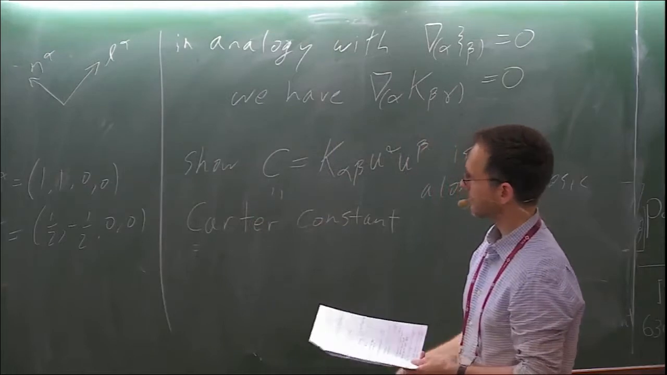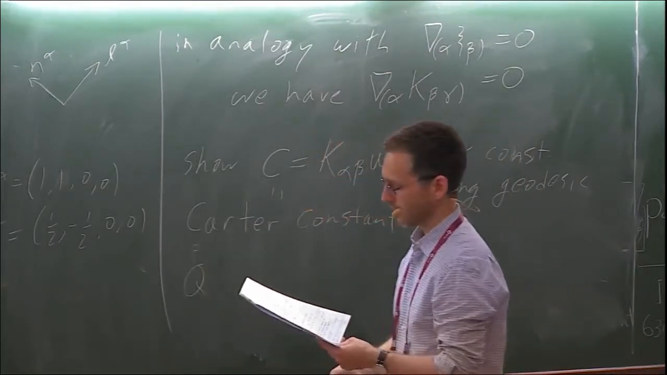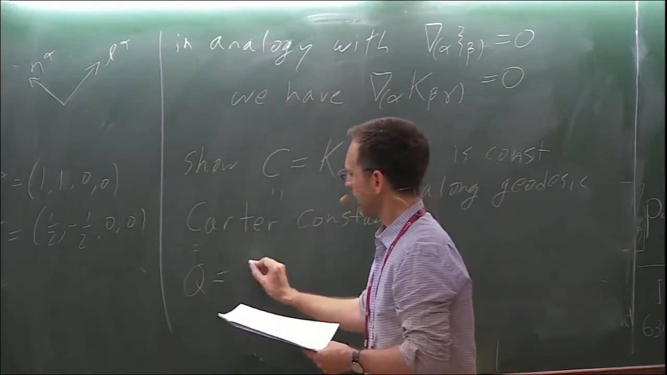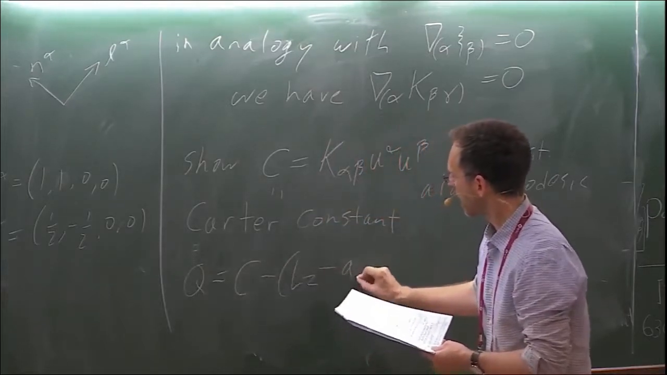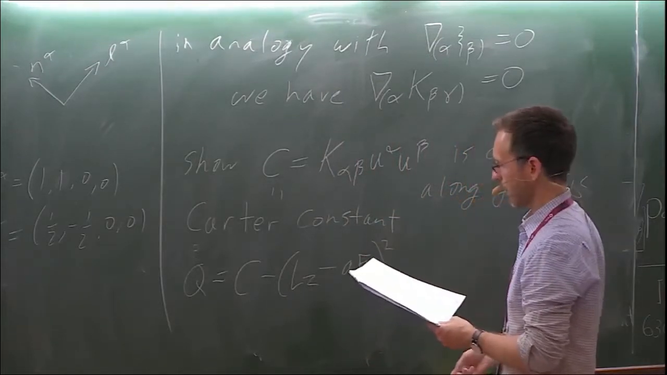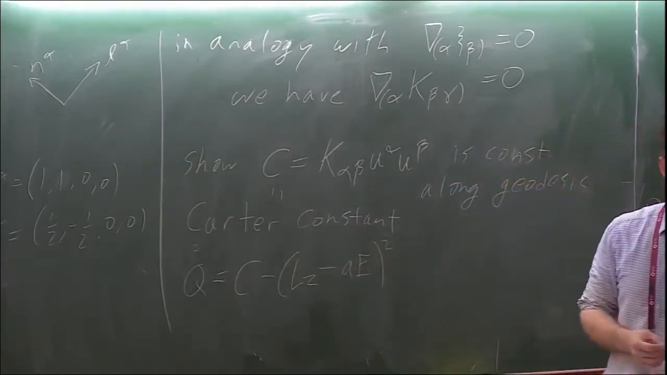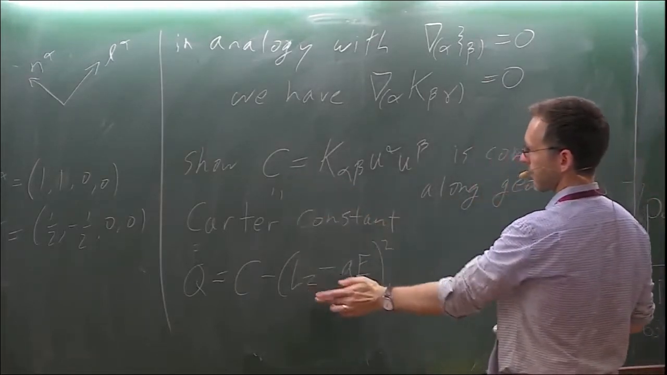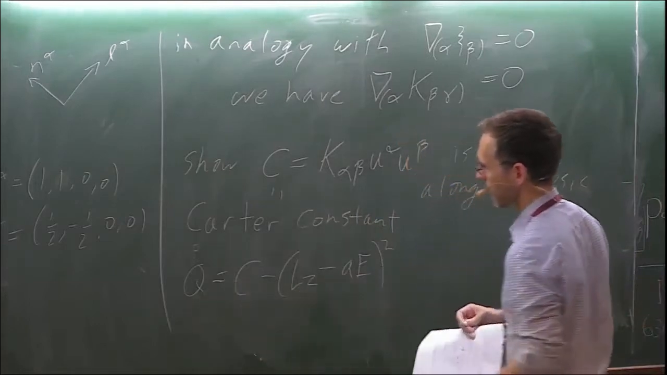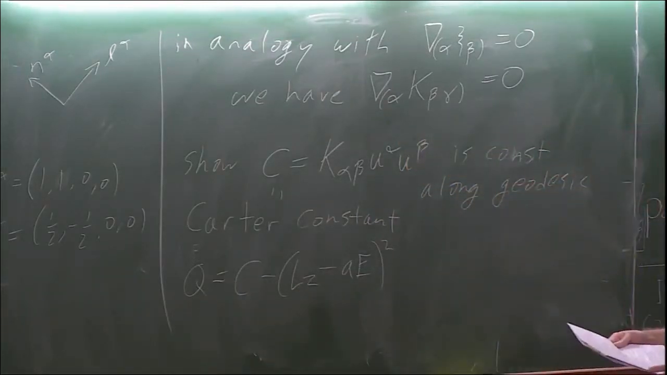There's also another thing that's not C, but is also called the Carter constant, which is Q equals C minus Lz minus A E squared. These are both called the Carter constant. They're both constants because if C is constant and Lz is constant and E is constant, then Q is also constant. Okay, so tomorrow we'll use this to solve the geodesic equation and learn some about geodesics in Kerr.